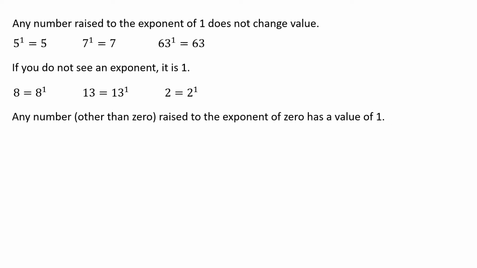Okay, wacky time, that exponent of 0. Any number other than 0 raised to the exponent of 0 has a value of 1. 6 to the 0 power, 1. 4 to the 0 power, 1. 27 to the 0 power, 1. Right? If the exponent is 0, the value is 1. That's the tricky one to remember, that the actual value will be 1.